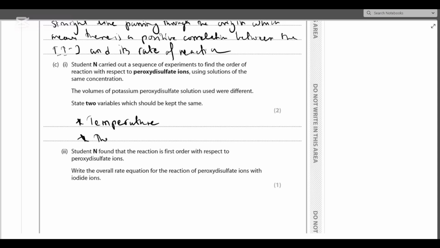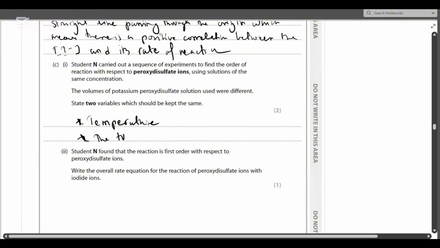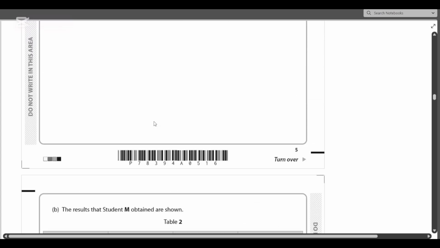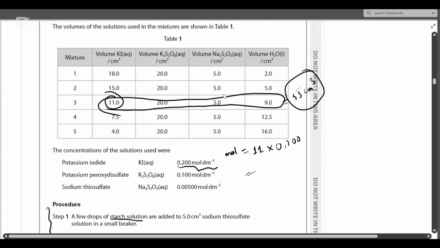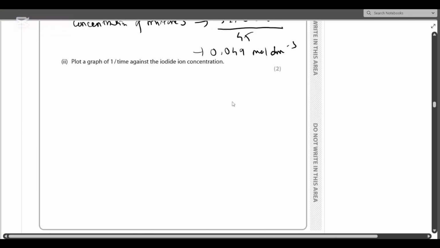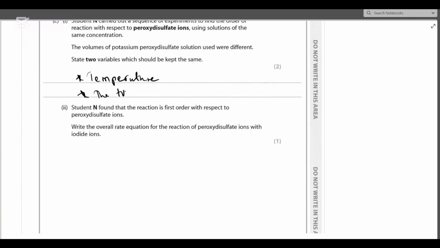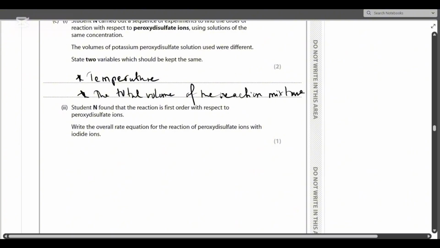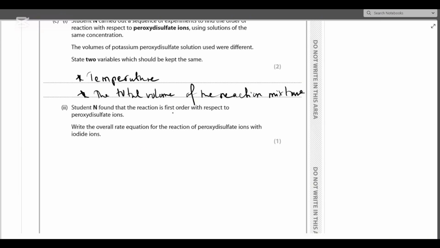So we can say that the total volume, to be exact, and what I mean by total volume is that no matter what volumes you take, as you can see in table 1, the total volume of each and every reaction mixture must be kept the same. That is what I'm trying to say. So the total volume of the reaction mixture must be kept the same. Now, student N found the reaction is first order with respect to peroxide disulfide ions.